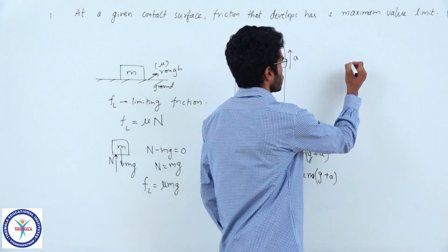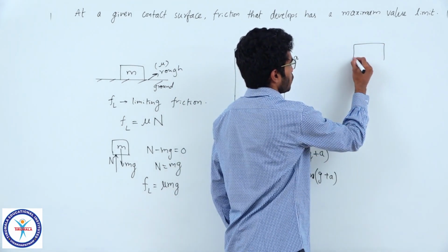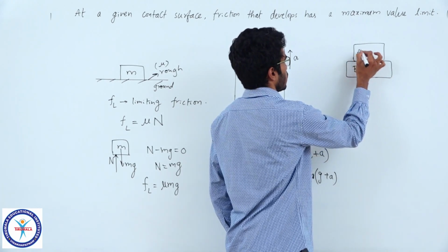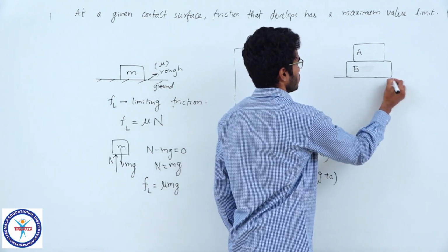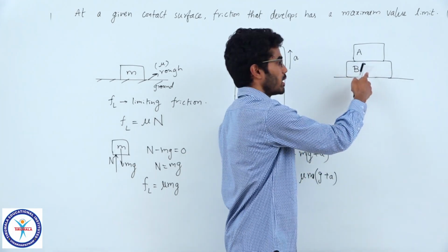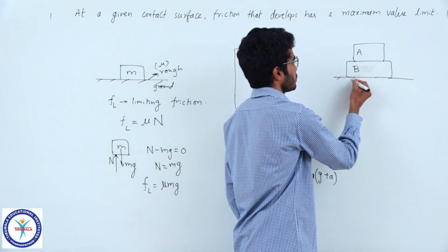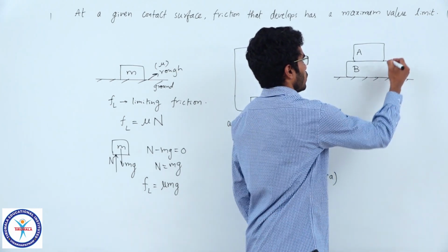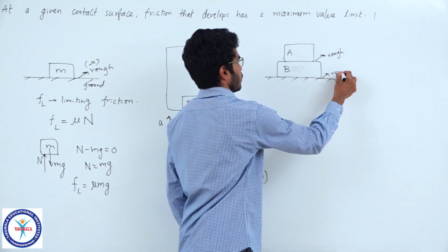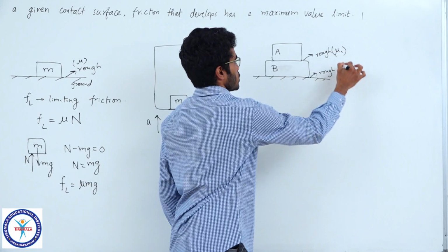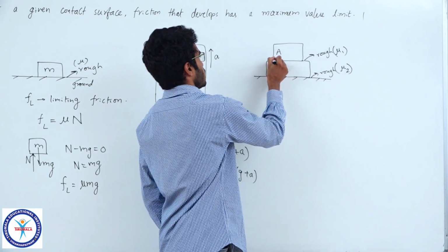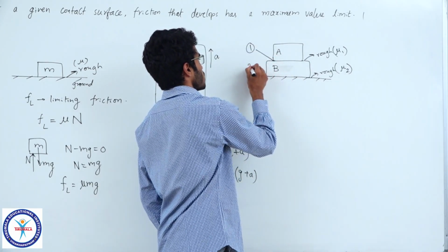Let us discuss another case where we have two blocks, B, A. Now, there are two contact surfaces here, one between A and B and another between B and the ground. Now, let us say both are rough and the values of coefficient of static friction are mu 1 and mu 2. This is contact surface 1 and this is contact surface 2.